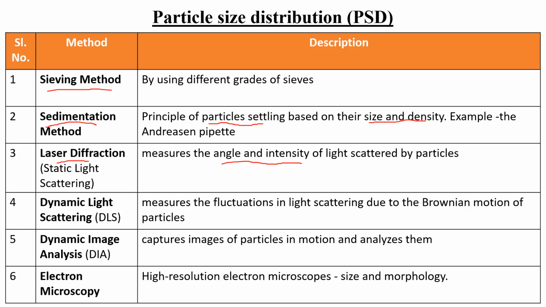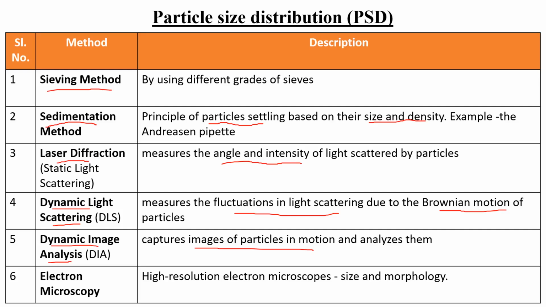Next one is DLS, that is dynamic light scattering. In dynamic light scattering, the particle will be in motion. Here we are measuring the fluctuation in the light scattering due to the Brownian motion of the particle. The particle will be in Brownian motion, that is the zigzag motion. Now, dynamic image analysis or DIA: we are capturing the images of the particle in motion, and then we are analyzing these images.